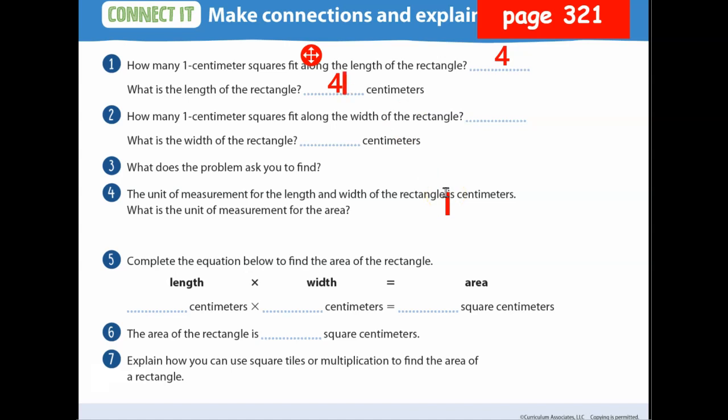You need to look at your page on page 320 at the bottom. So across was 4, and then down the width was 2. If the width was 2, how many centimeters? 2. Same thing. What does the problem ask you to find? The area. So the length was what again? 4 times, what was the width? 2 equals what? 8. So the area of the rectangle is 8 square centimeters.